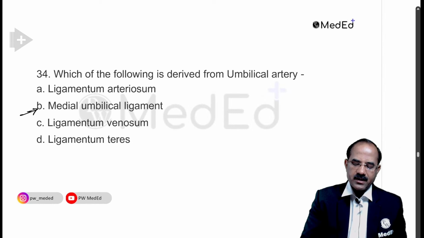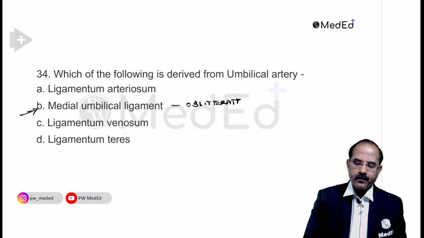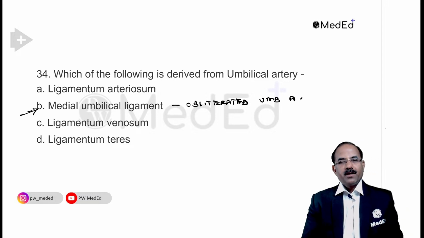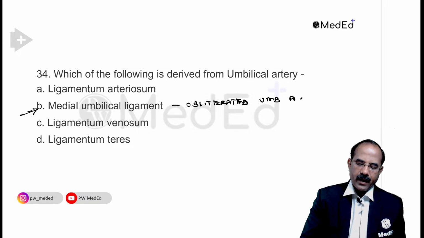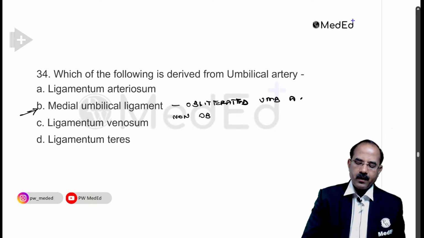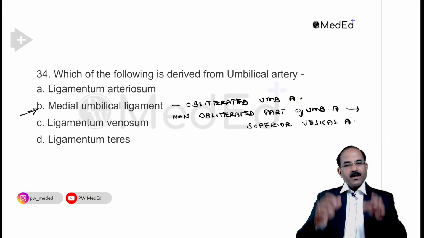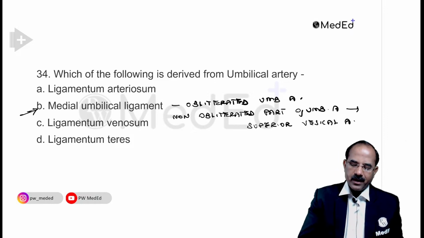Okay. Now, medial umbilical ligament is nothing but the obliterated umbilical artery. Obliterated umbilical artery is the medial umbilical ligament, and the non-obliterated part of the umbilical artery is the superior vesical. ये याद रखना बच्चों, umbilical arteries, they begin from the internal iliac.